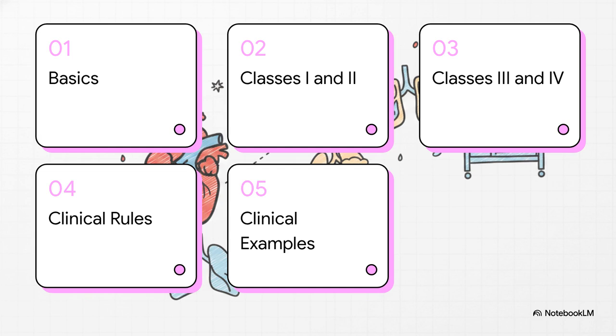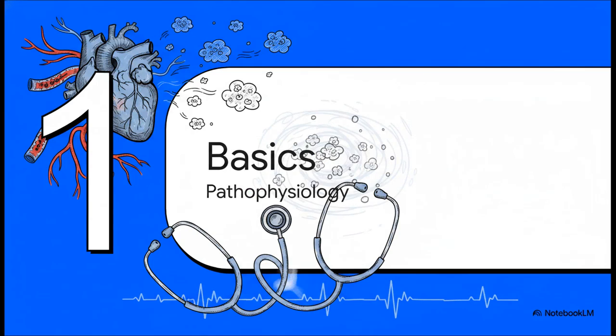All right, here's the quick roadmap for our clinical journey today. We're going to cover the basics of Killip classification, dive into classes I and II, escalate to classes 3 and 4, talk about the clinical significance and practical rules, and finally wrap up with some clinical examples. Section 1. Basics of Killip classification.